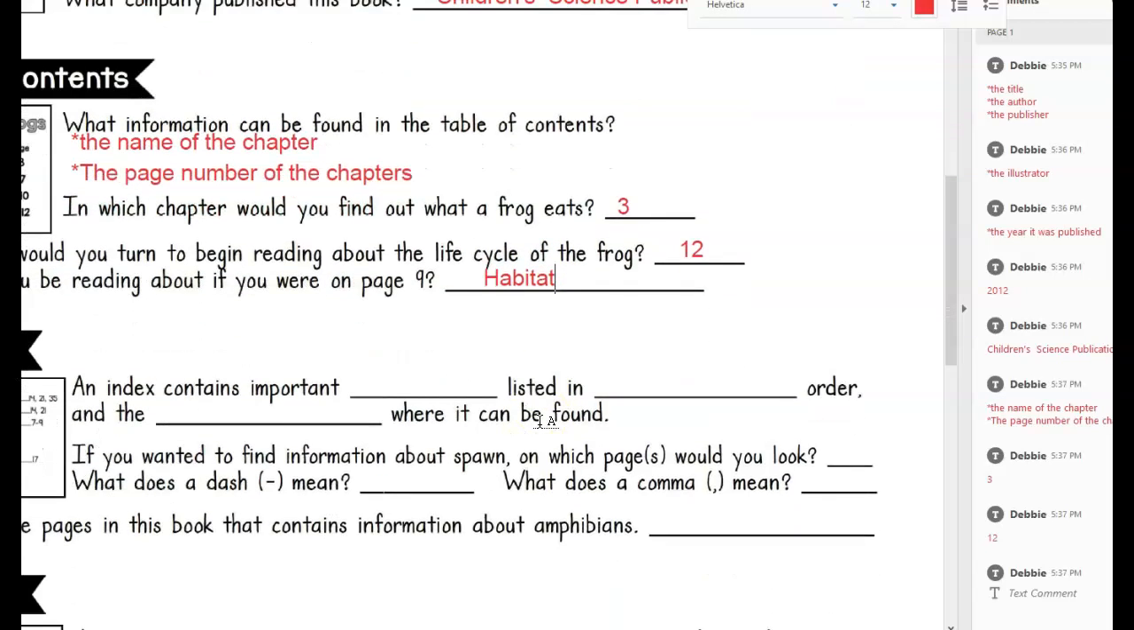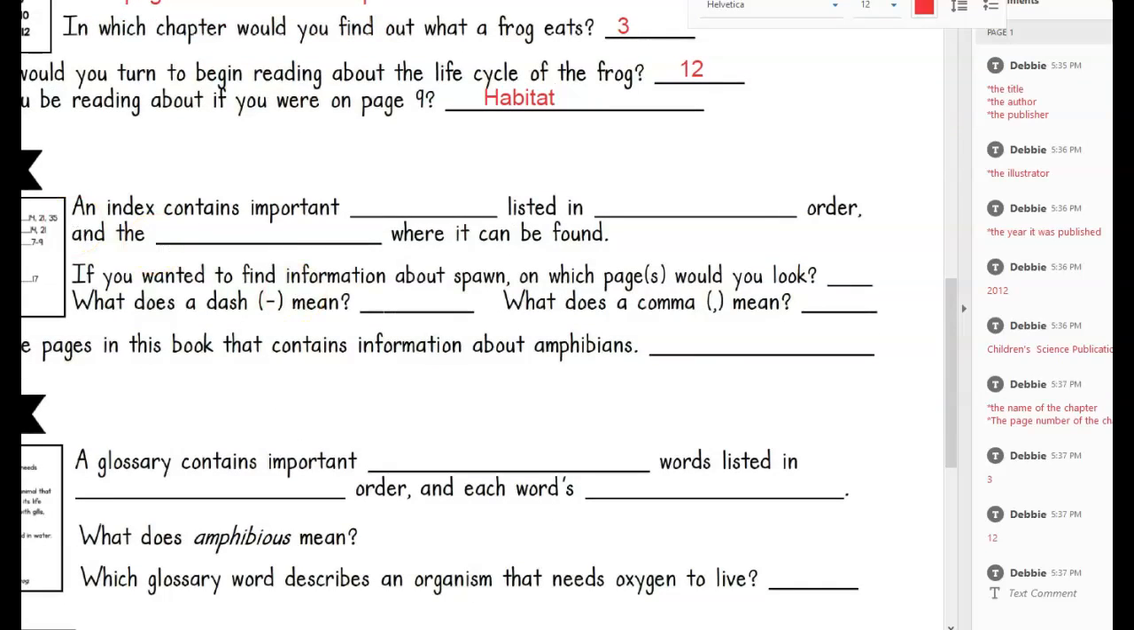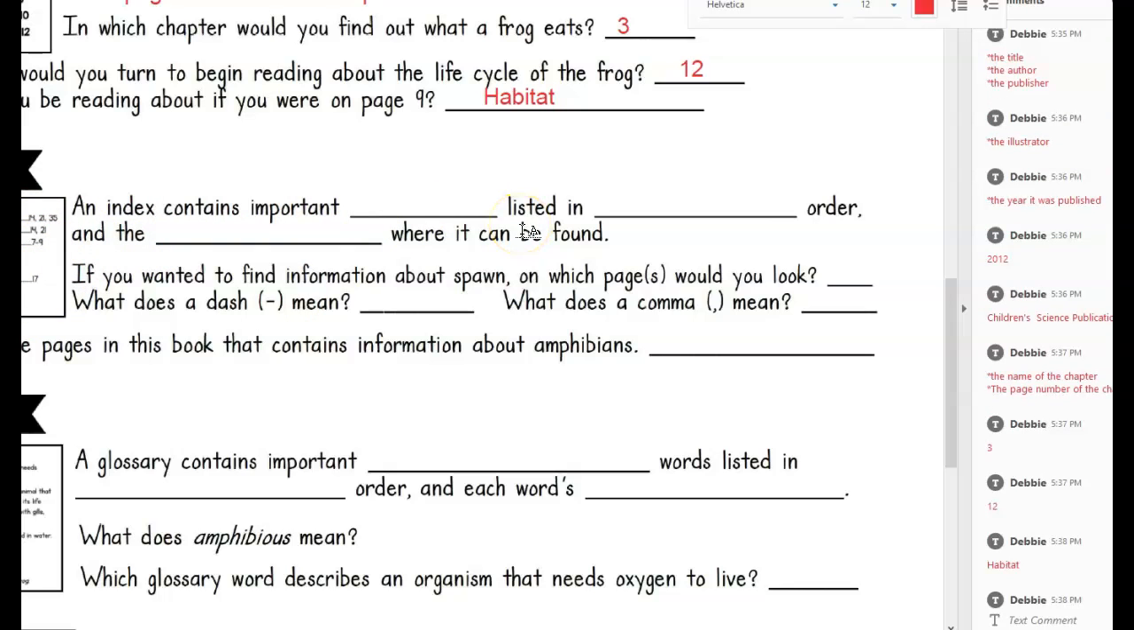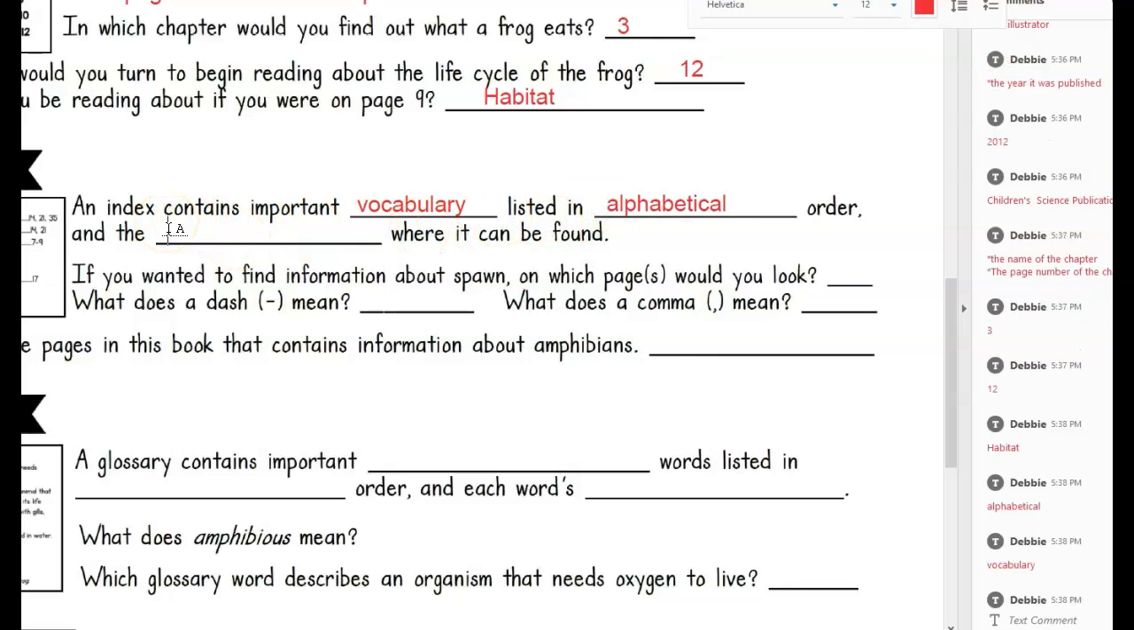Okay, then if we go down a little farther, we are now going to look at the index. An index contains, and we can put a couple different things here, but I'm going to put vocabulary listed in alphabetical order, the pronunciation, and the page number where it can be found. So an index contains important vocabulary listed in alphabetical order and the pronunciation. And the page number where it can be found.